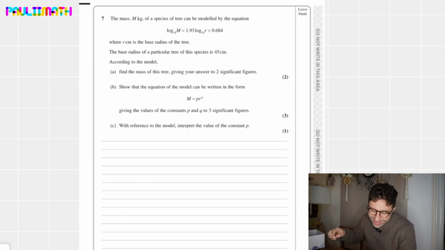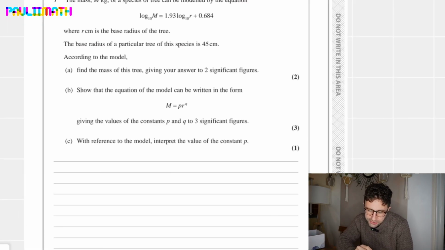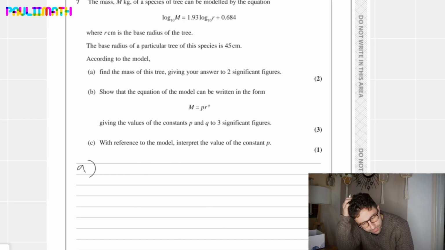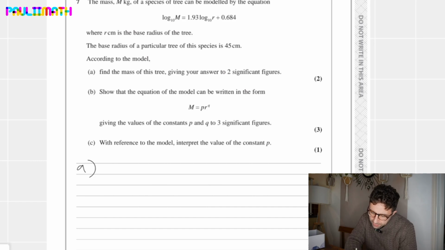Log modeling action. What we're doing, species of trees. I'm not all that into botany yet, but I'm always looking for new hobbies. Find the mass of this tree given your answer, 2 significant figures. All right, so we're just subbing in 45. Is it in centimeters already? It is in centimeters already.